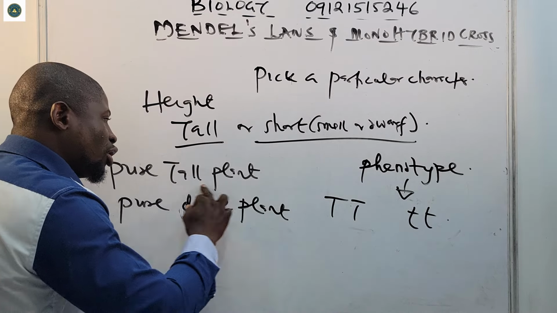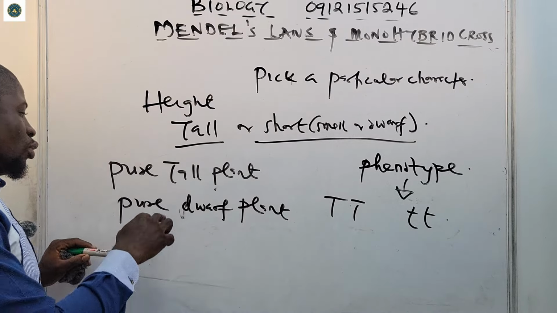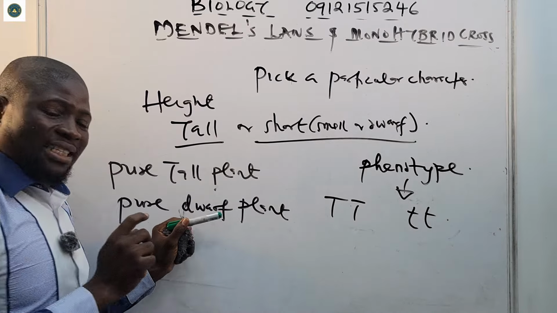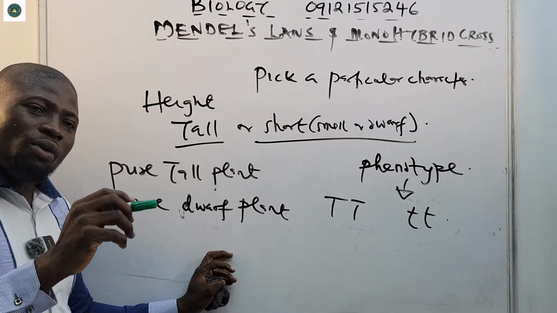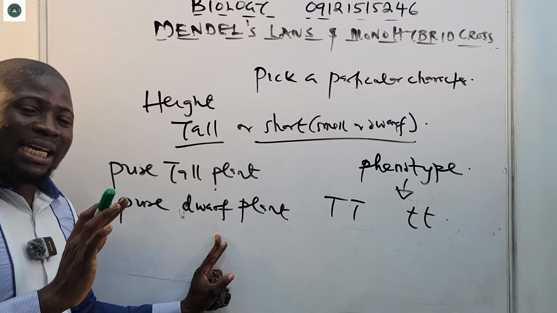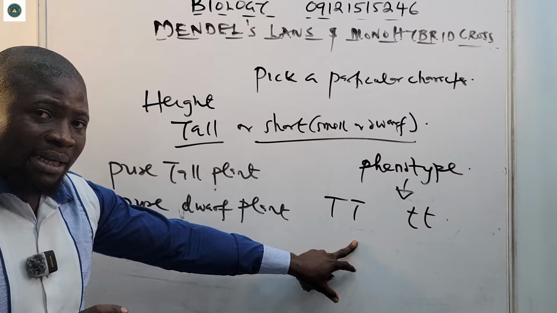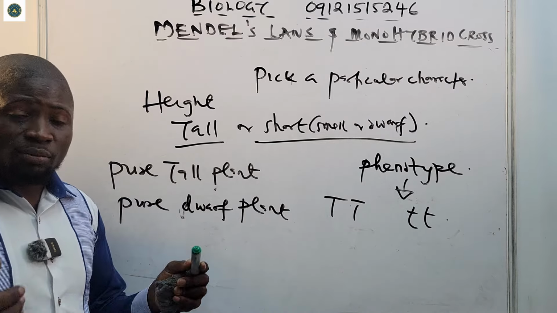So it took a pure tall plant. That's why I write capital letter T, capital letter T. Then he took a pure dwarf plant. That's why I write small letter t, small letter t. So please do not be confused. Whenever you hear pure tall, we're talking about a plant in the homozygous condition. So since it's pure tall, TT, capital letter T, pure dwarf, small letter t, small letter t.